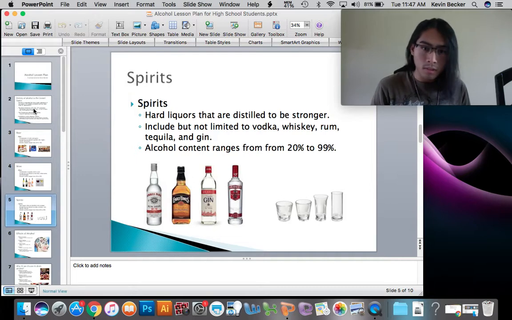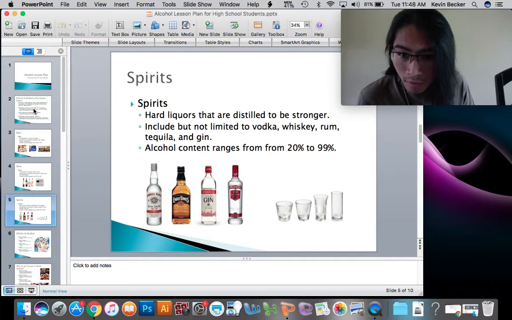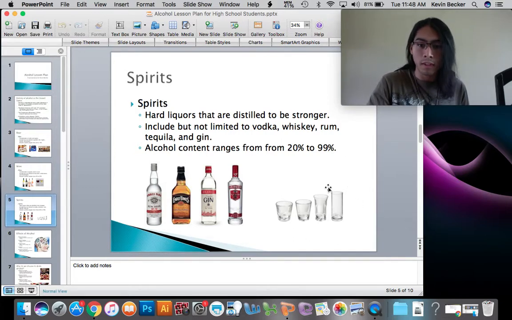So again, we can see how some of these are packaged and some of the shot glasses that are used to drink these. I mean, that one on the very bottom right over here is enormous. That's ridiculous. I can't even drink that.